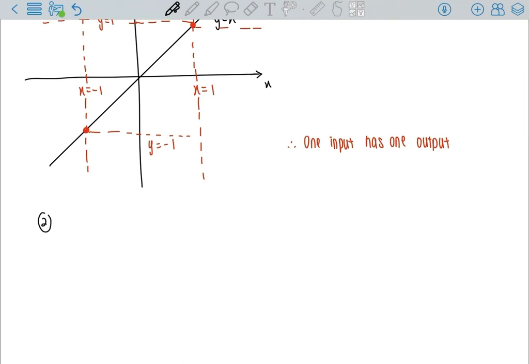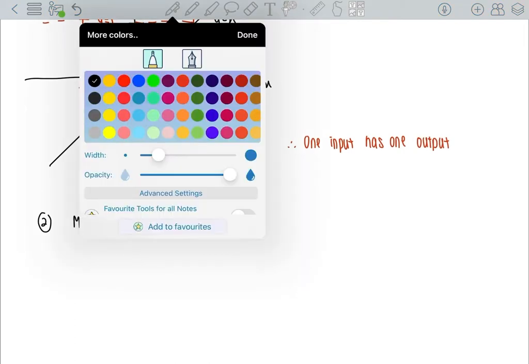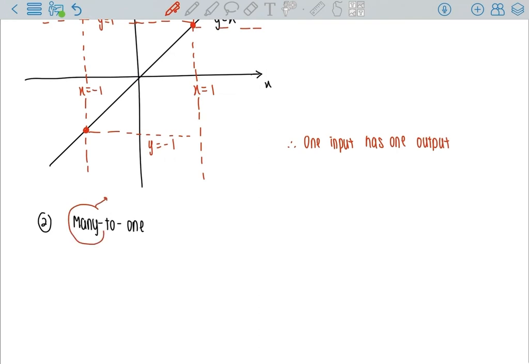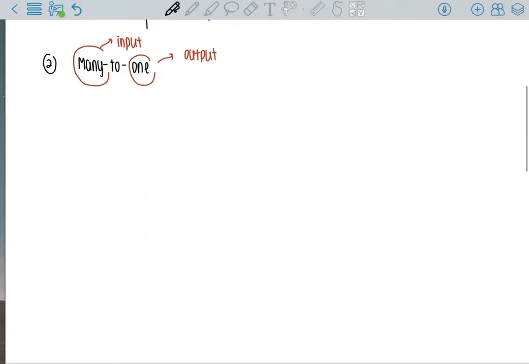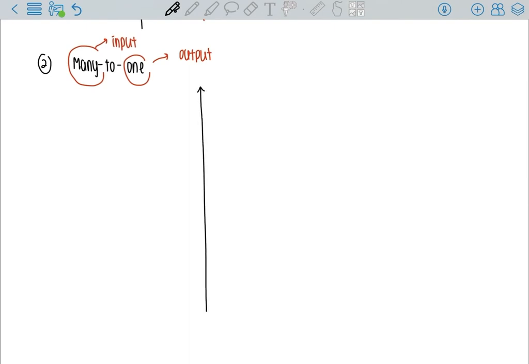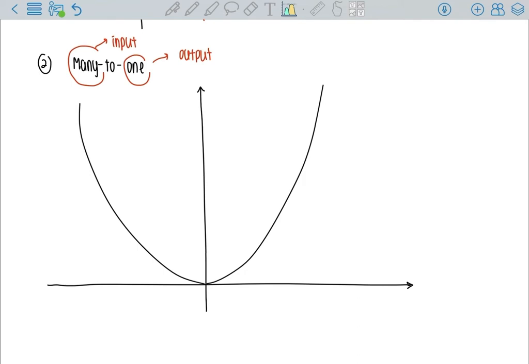The second type of mapping that we are going to look at is known as many-to-one mapping. Many here refers to the input, and 1 refers to the output. That means we expect many different inputs to map to one output. One of the examples we can look at is y equals x squared. So this is our y equals x squared graph.